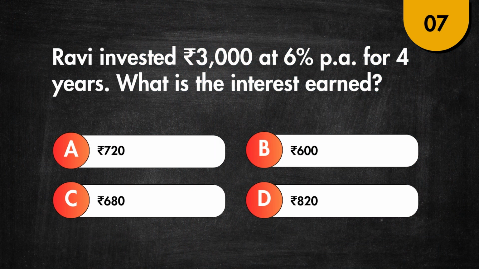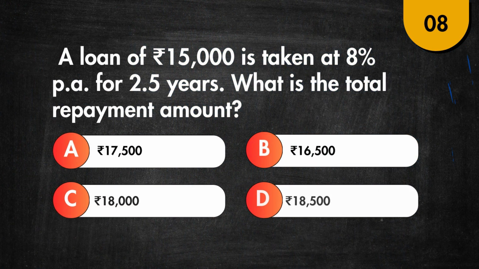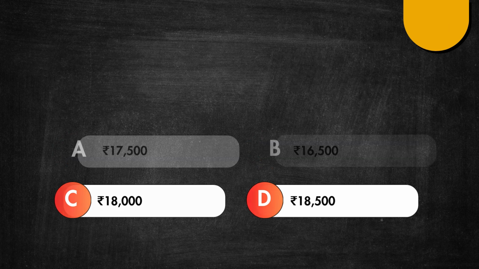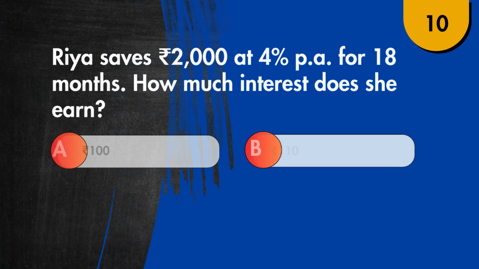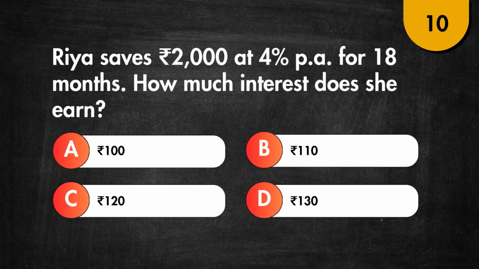Ravi invested 3,000 rupees at 6% PA for 4 years. What is the interest earned? A loan of 15,000 rupees is taken at 8% PA for 2.5 years. What is the total repayment amount? If 4,000 rupees earns 600 rupees in interest in 3 years, what is the rate of interest? Riya saves 2,000 rupees at 4% PA for 18 months. How much interest does she earn?